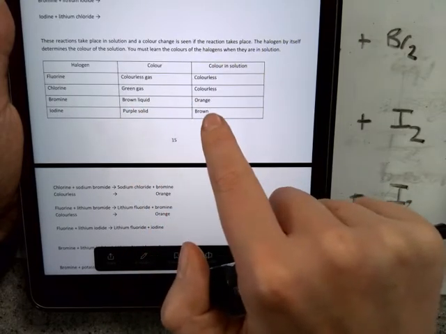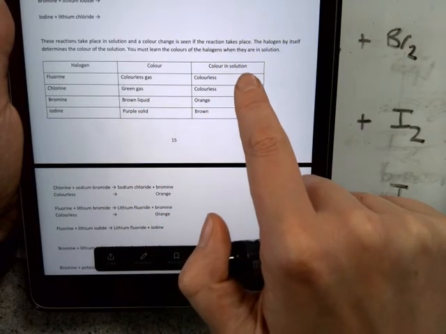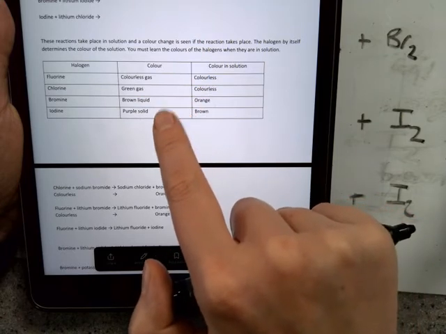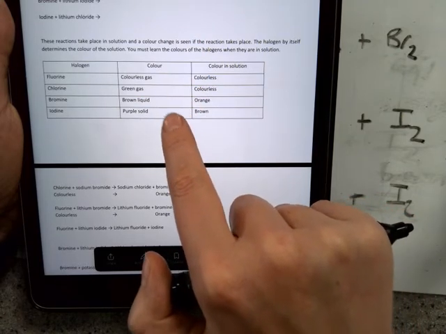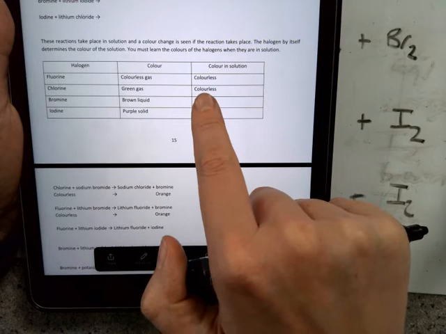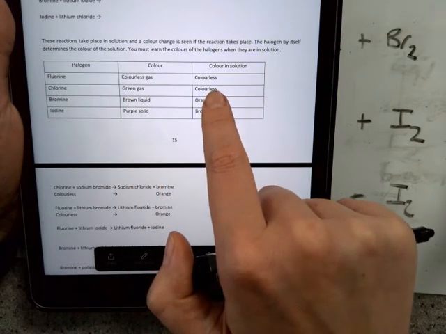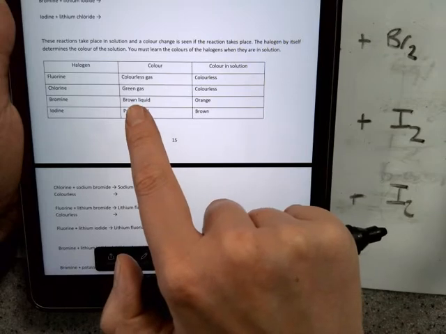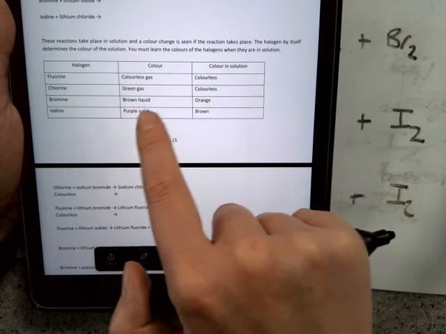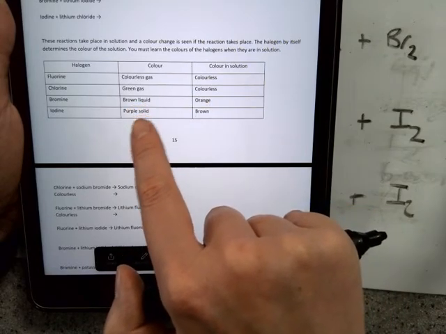But when you're doing these reactions, it takes place in solution. So you dissolve these elements in water, you dissolve all the compounds in water. And when you dissolve them in water, the color is going to fade. So chlorine is going to go from green, it's going to look colorless, dissolved in water. Bromine, instead of looking brown, is going to look orange, dissolved in water. And iodine, instead of looking like that purple black solid, dissolved in water it looks brown.